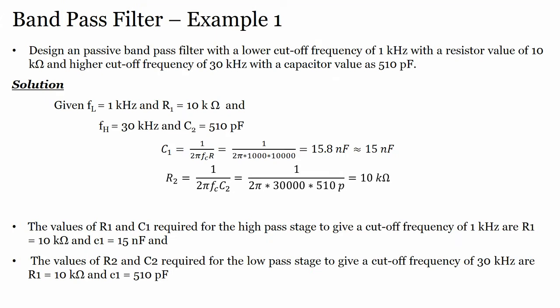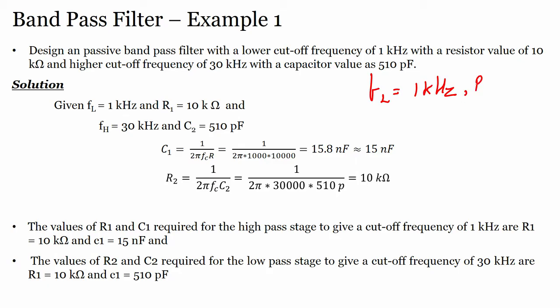and let us take an example of a band pass filter. You have to design a passive band pass filter with a low cutoff frequency of 1 kilohertz with a resistor of 10 kilo ohm, and a high cutoff frequency of 30 kilohertz with a capacitor of 510 picofarad. This is the question given to you, and let us solve how we can design a passive band pass filter with these particular values. So, what is given? We are given the low cutoff frequency FL of 1 kilohertz, okay, with a resistor value of 10 kilo ohm.